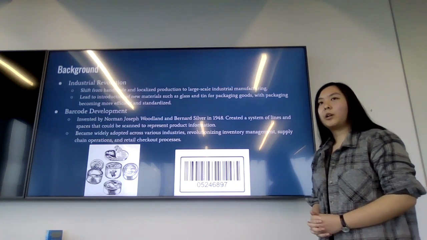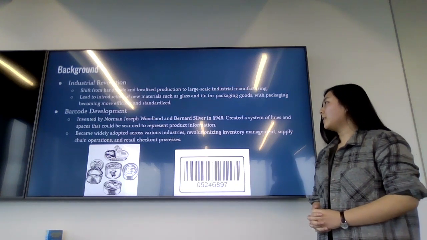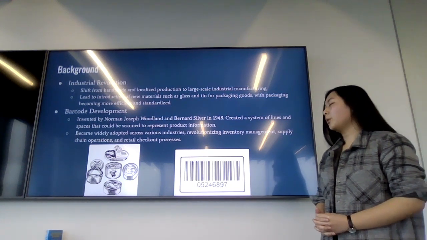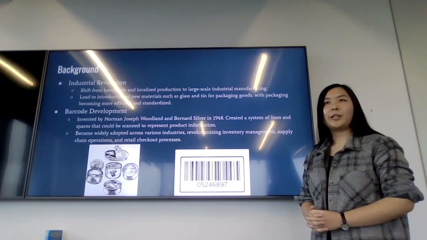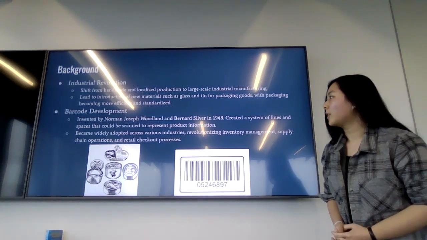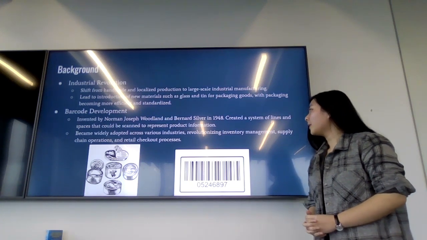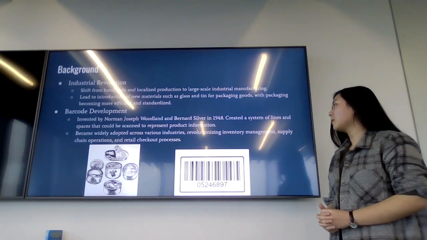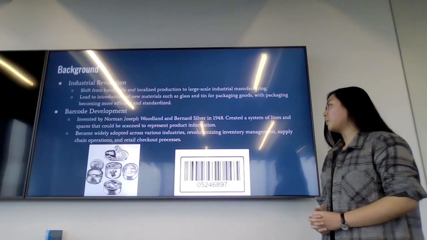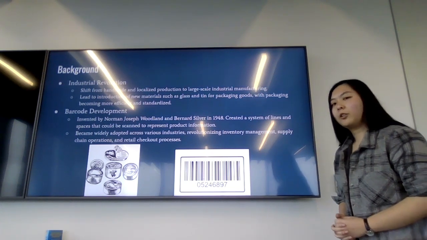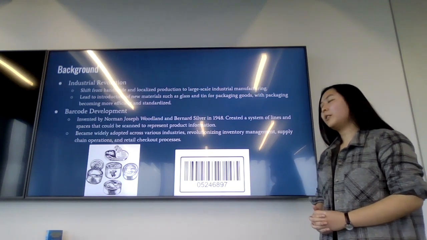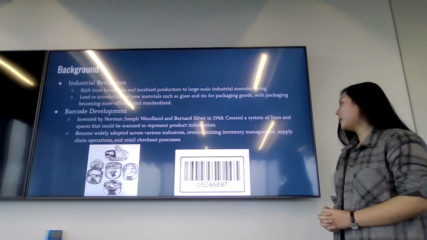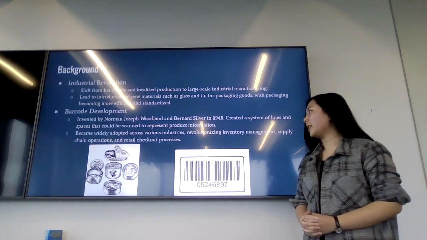In 1948, the barcode was invented and developed by Norman Joseph Woodland and Bernard Silver. Initially, this was created as a way to find information faster in the retail industry. Barcodes, as shown here, are a system of lines and spaces that are scanned to represent the product information. And the barcode became widely adopted across various industries, and it revolutionized inventory management, supply chain operations, and of course retail checkout processes.